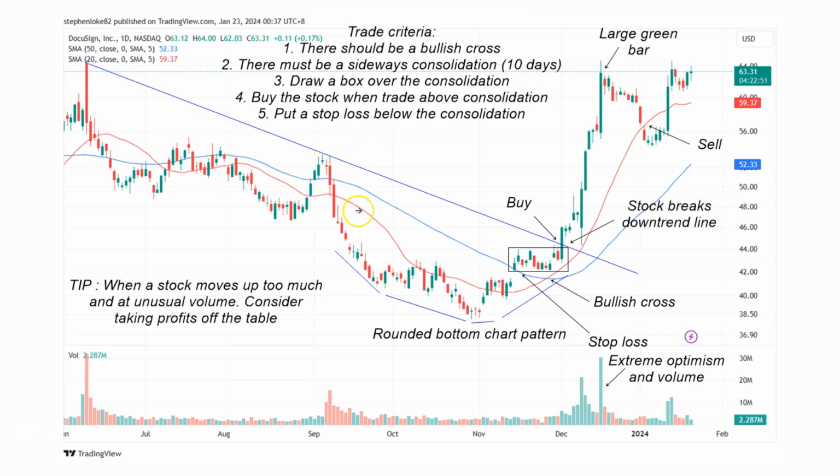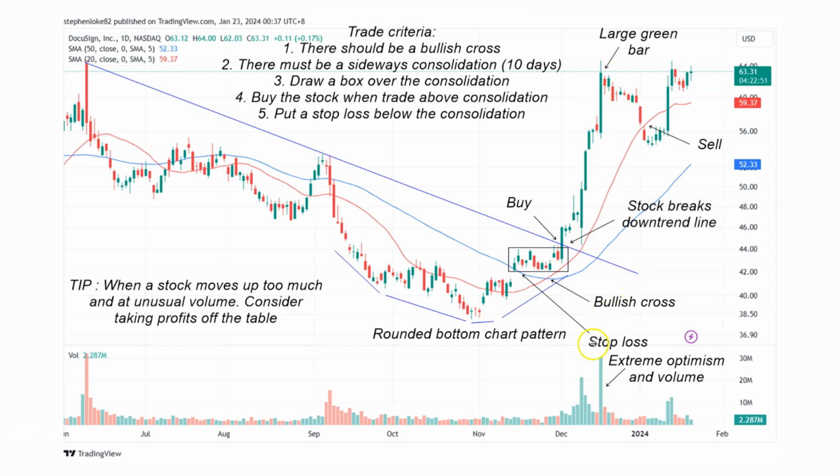So we have this stock here. Remember I said combine it with a bullish reversal chart pattern. The stock has been declining, but it formed a rounded bottom chart pattern, and there is where the consolidation happened. The bullish cross, you draw a box, you buy it, and you put a stop loss here, and look, the stock just shot up like this, and it became very parabolic actually.